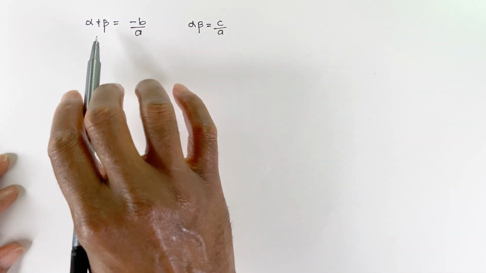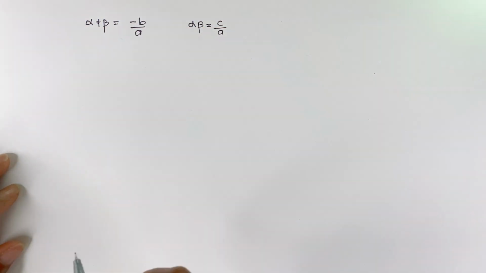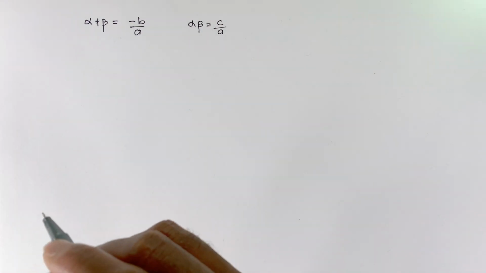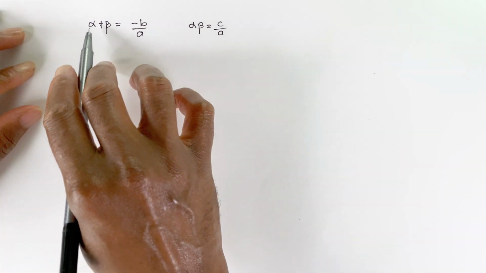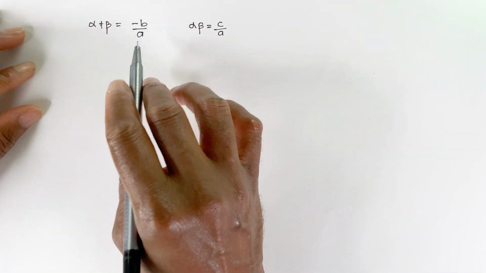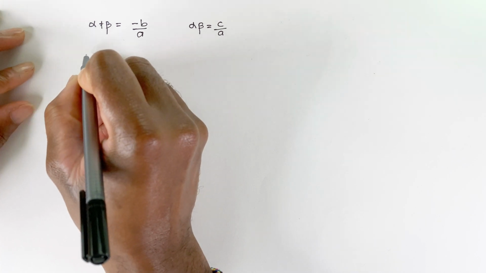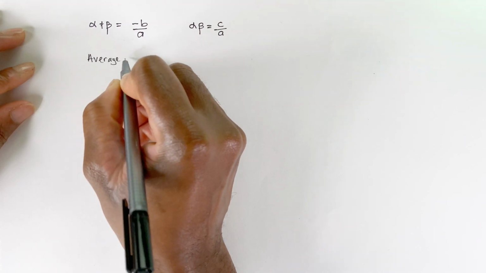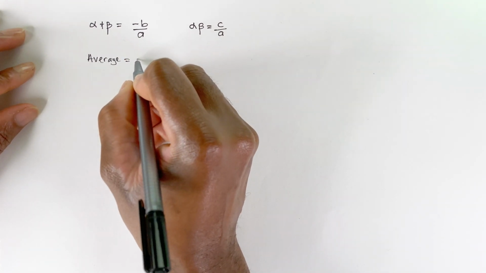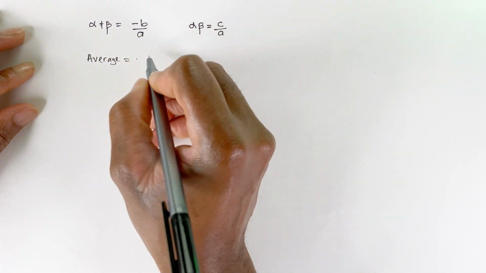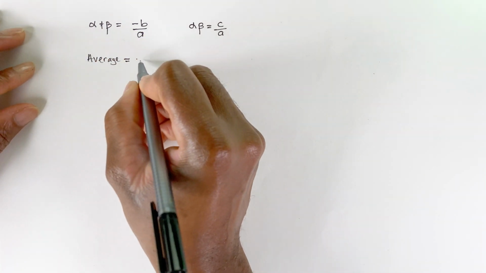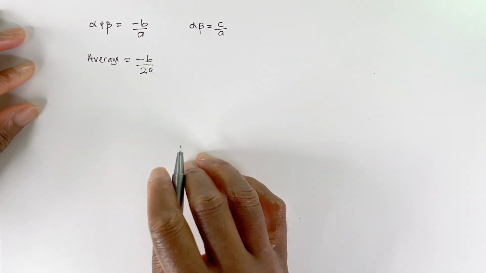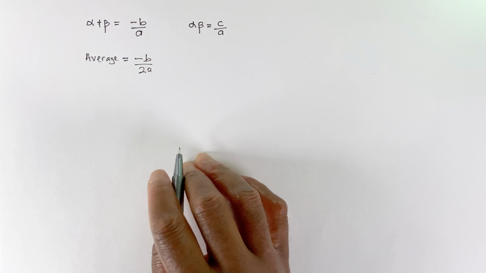Right, so now we're going to use our important formulas. The first one is sum of roots equals minus b over a. The first thing I want to do is take the average. I'm going to divide it by 2. The average of the sum of roots will be minus b over 2a. That means I'm dividing it by 2.